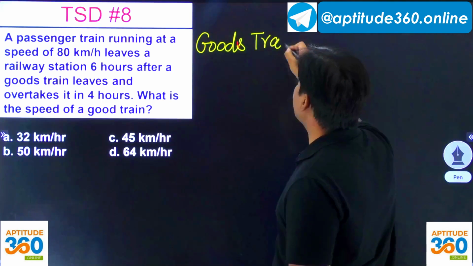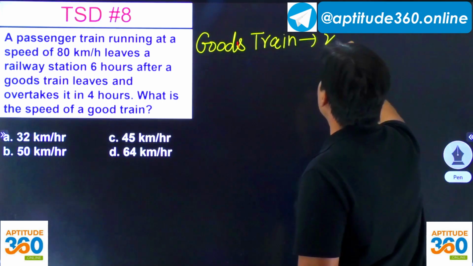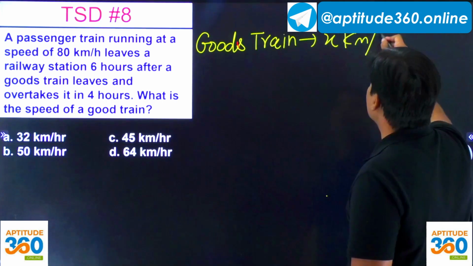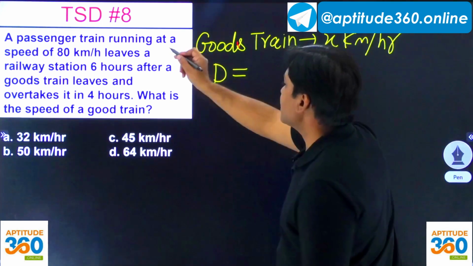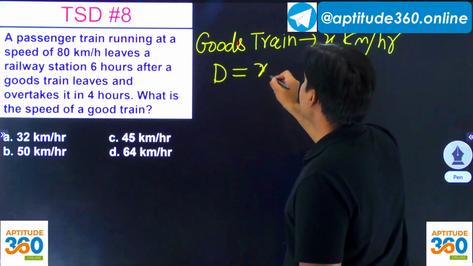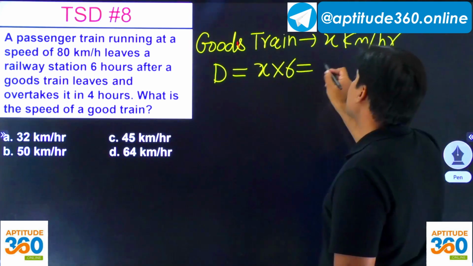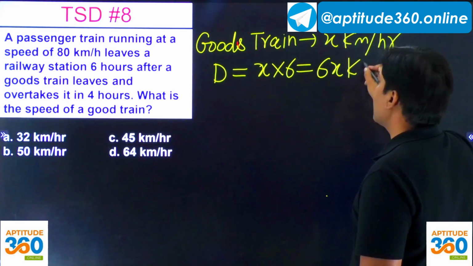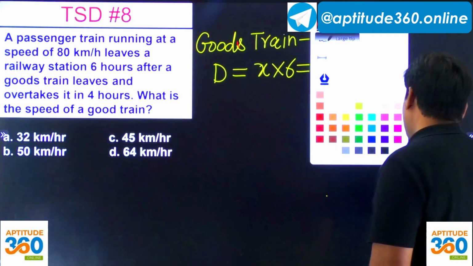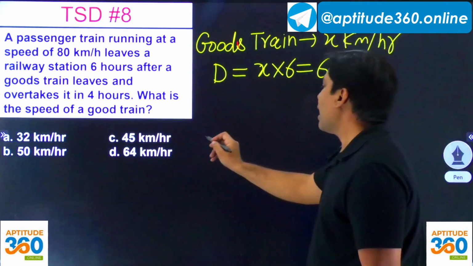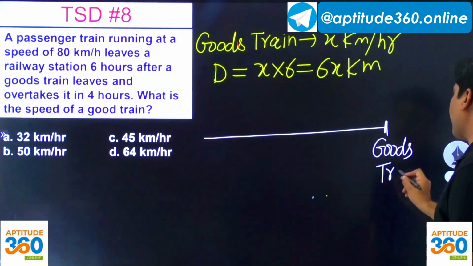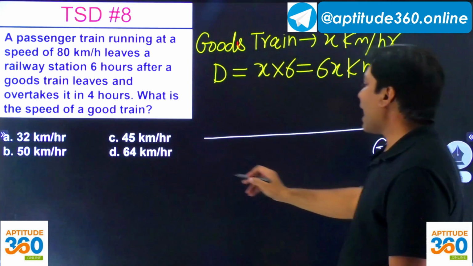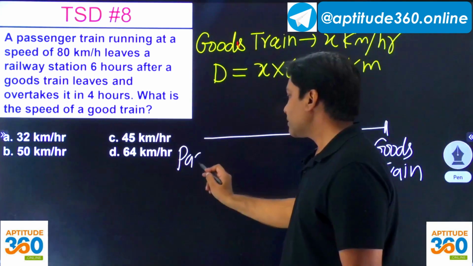गुड्स ट्रेन की स्पीड आपने ले ली, मान लिया x किलोमीटर्स पर आवर. डू यू अंडरस्टैंड दिस? So what is the total distance that it is going to cover in 6 hours? So it is going to be x into 6. So 6x kilometers the goods train has already run. अब ये यहां से कहां चल के आ गया? मान लो this is the goods train. And now the passenger train has started.